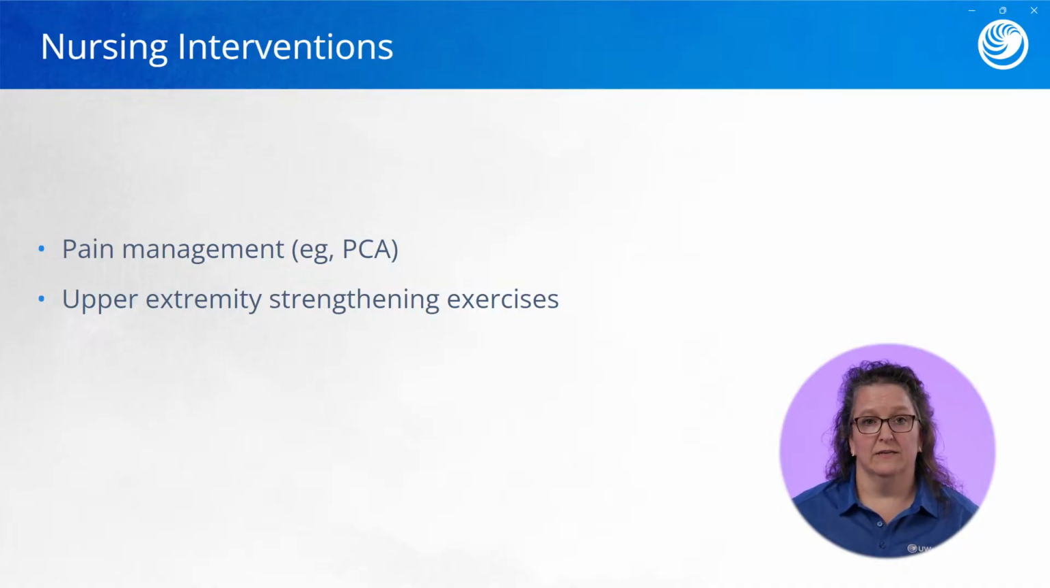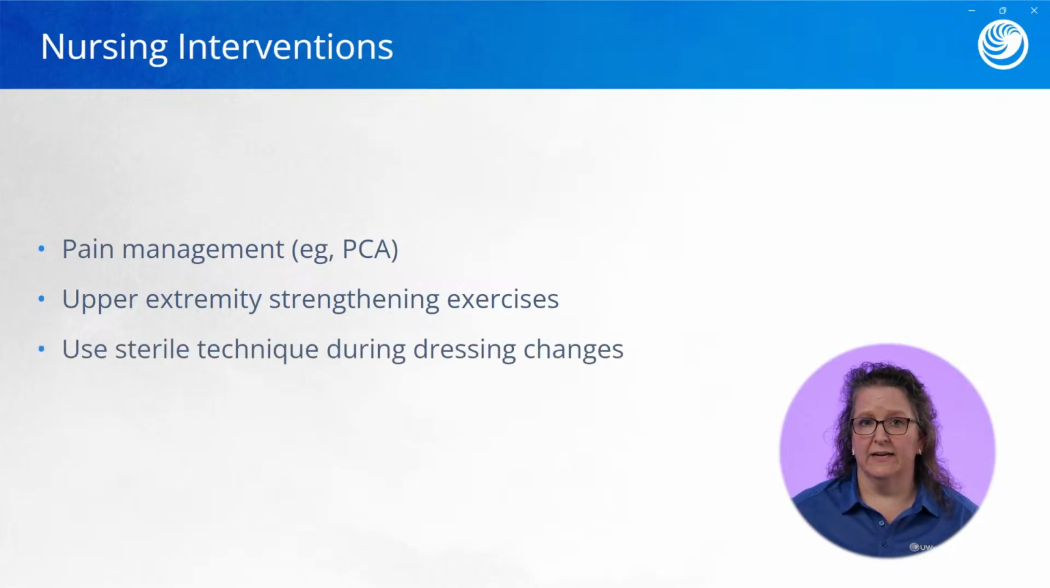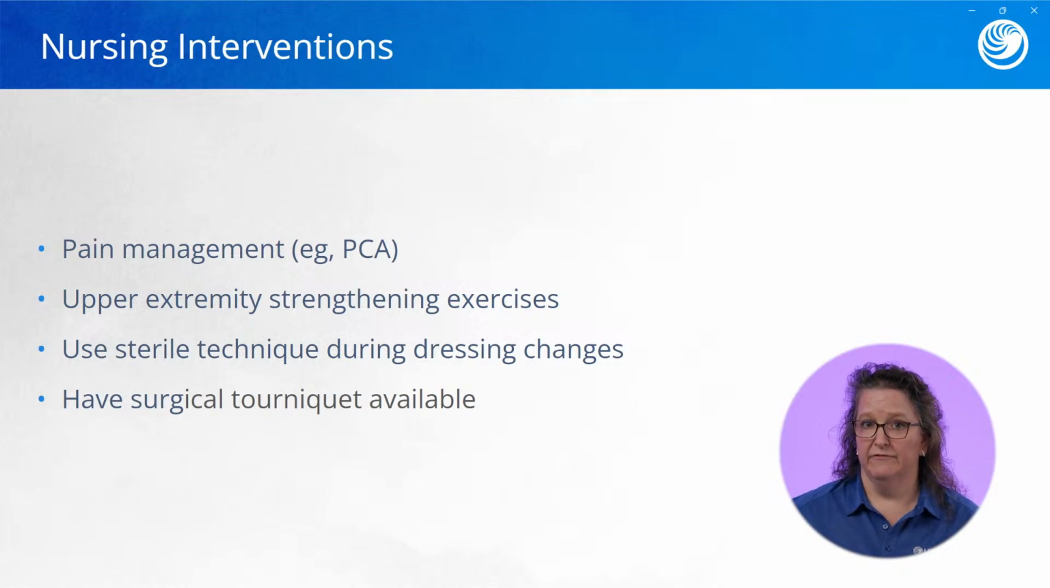These are 2 exercises that can encourage upper extremity strength, which is important for when they start to do crutch walking or gait training. Whenever we do any sort of dressing change on the residual limb, we want to make sure we use sterile technique. Again, remember, we might have removed this extremity due to infection. We don't want to reintroduce any sort of infection into the residual limb. In the recovery phase for this client, we're going to want to make sure we have a surgical tourniquet available to us. If the client starts to bleed, we can place that tourniquet on the residual limb, inflate it, and then immediately notify the surgeon.